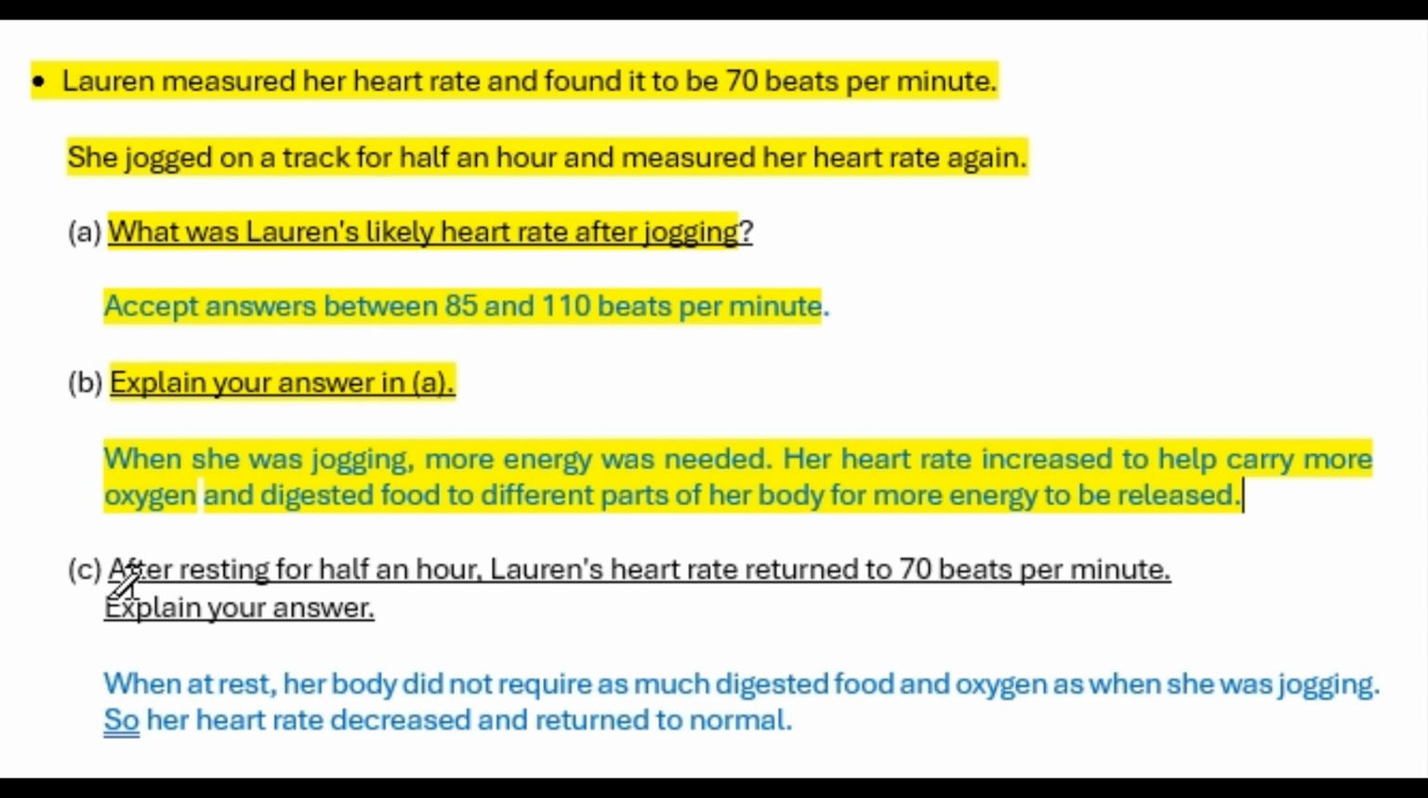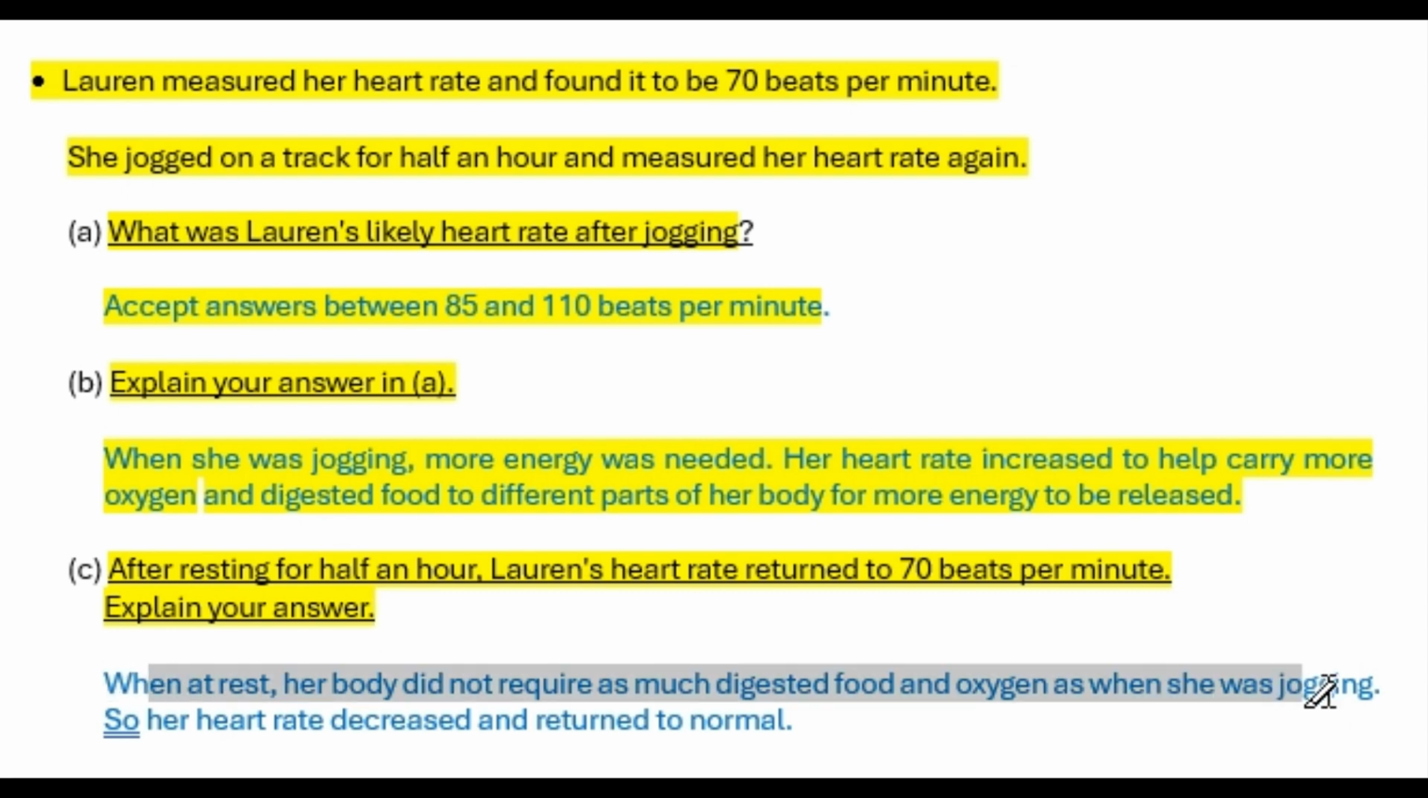C. After resting for half an hour, Lauren's heart rate returned to 70 beats per minute. Explain your answer. When at rest, her body did not require as much digested food and oxygen as when she was jogging. So her heart rate decreased and returned to normal.